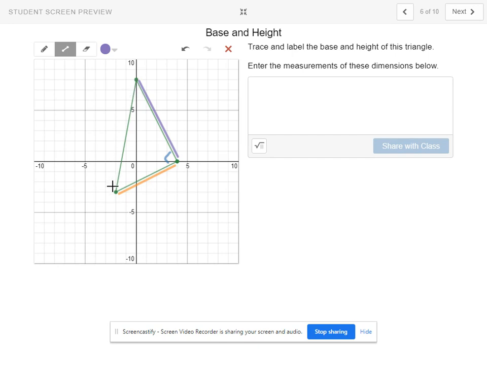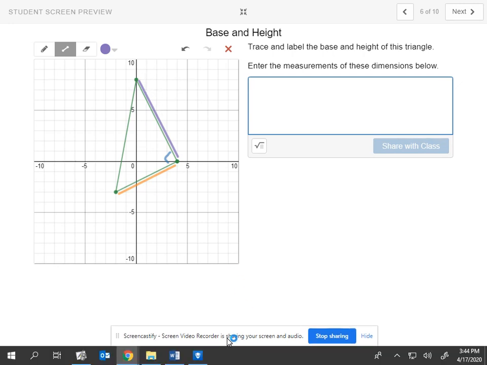The base and the height, you could switch the purple and orange if you wanted to, but the base and the height are going to be our 2 legs. Now the question is, well, what are the measurements of those dimensions? So we need to use the Pythagorean theorem method here if we want to. So we can go ahead and find these dimensions. So let's go ahead and do this for the purple one.